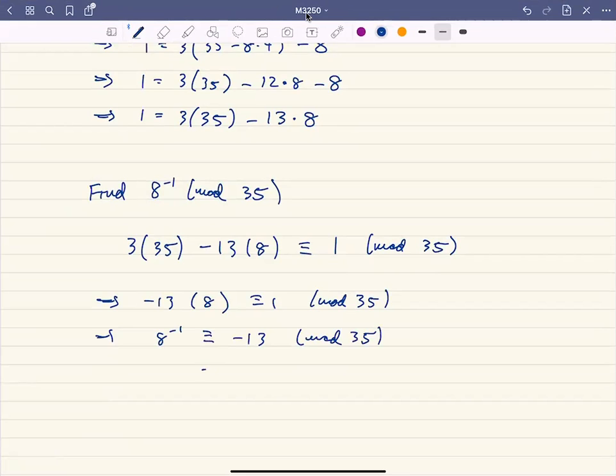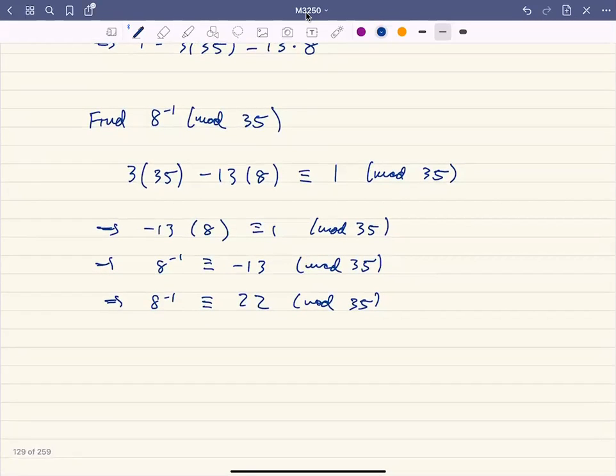And negative 13, if we just add 35 to it, negative 13 is going to be 22 mod 35. Okay, so it turns out that the multiplicative inverse of 8 mod 35 is 22. Let's again double check that. So here what we want to do is multiply 22 by 8. And this is going to give us, let's see, 16 plus 160, if I can do that right. 16 plus 160, so that's 176.